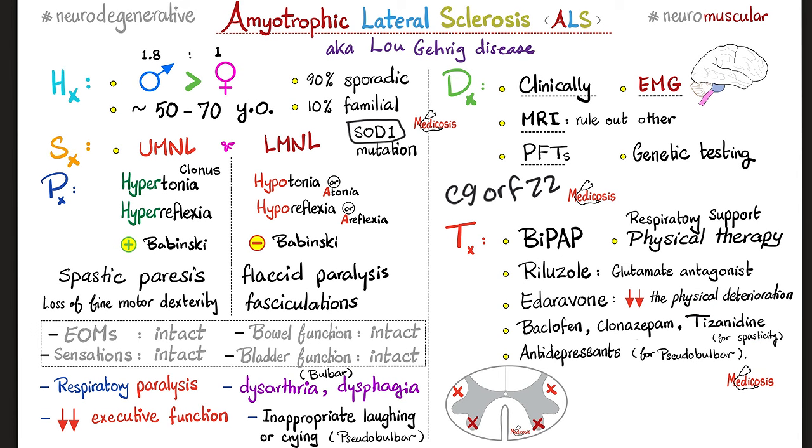For the spasticity, because of upper motor neuron lesion, you can give baclofen, you can give clonazepam, you can give tizanidine. What's the mechanism of action of baclofen? What's the mechanism of action of clonazepam? And what's the mechanism of action of tizanidine? If you know the answer to these questions, please comment below. For the pseudo-bulbar symptoms, such as the inappropriate laughter, there are antidepressants that might help. Dextromethorphan quinine can also help.